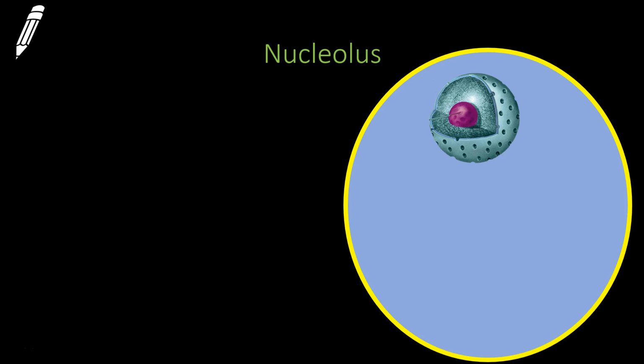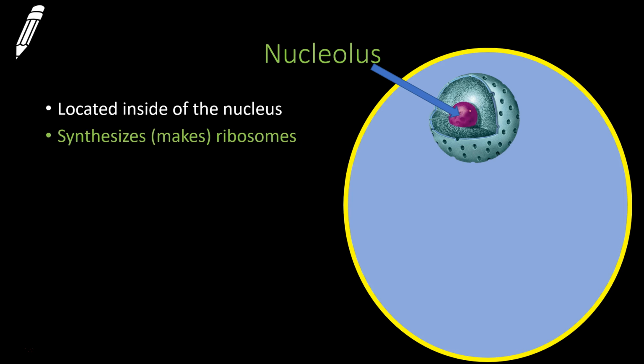If we look deeper inside of the nucleus, we have this center structure, and that is the nucleolus. The nucleolus, located inside the nucleus, makes ribosomes. Okay, so it synthesizes, and to synthesize means to make ribosomes. And we'll talk a little bit more about ribosomes in just a moment.